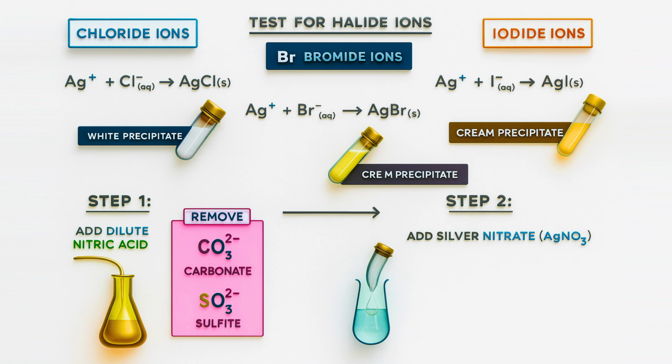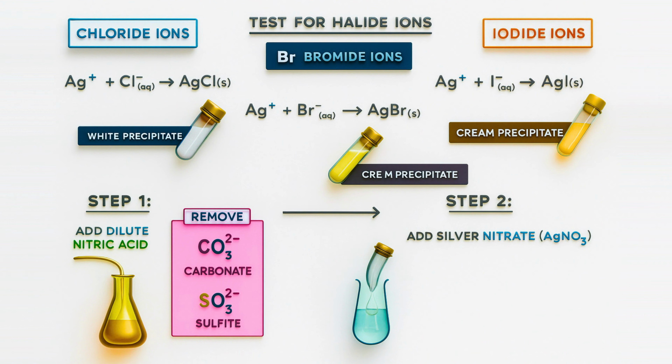If silver nitrate reacts with chloride ions, it forms silver chloride, which appears as a white precipitate. If it reacts with bromide ions, silver bromide forms, creating a cream-colored precipitate. When silver nitrate reacts with iodide ions, the result is silver iodide, which has a distinct yellow color. This entire procedure is often referred to as the silver nitrate test.